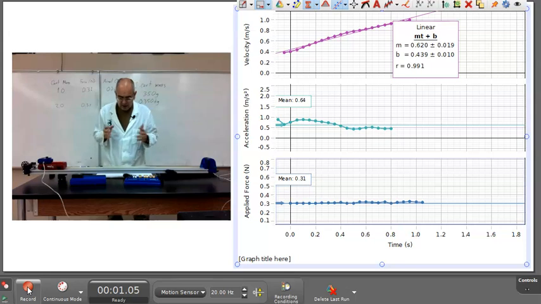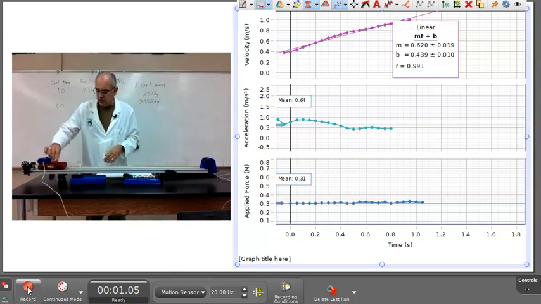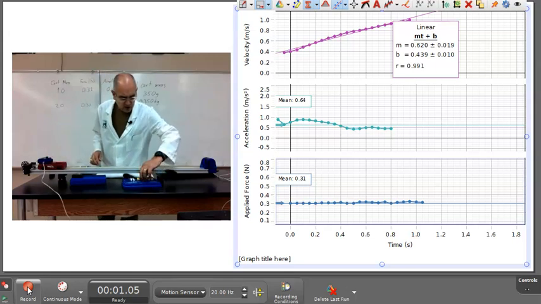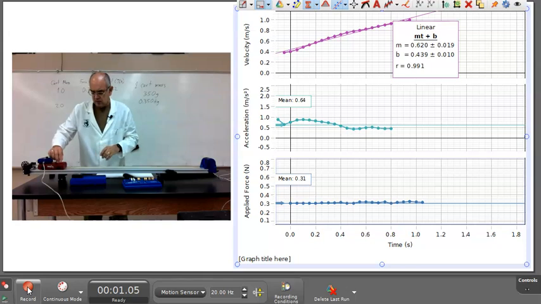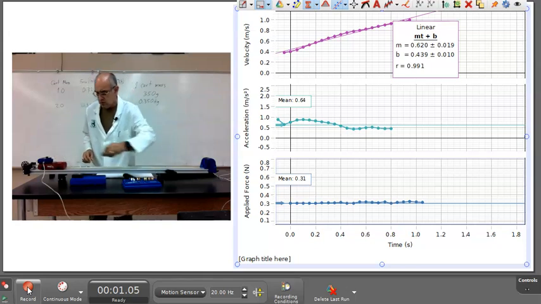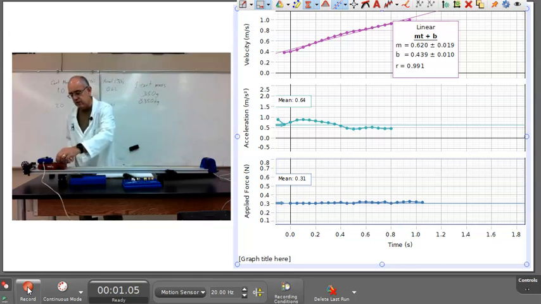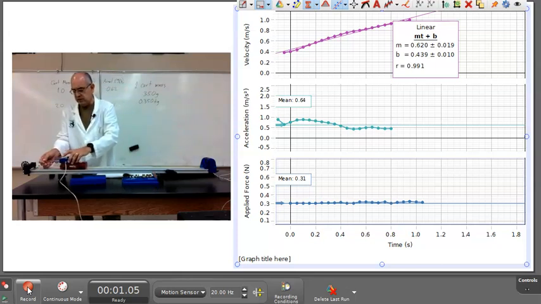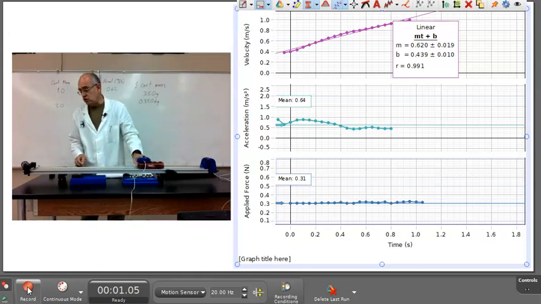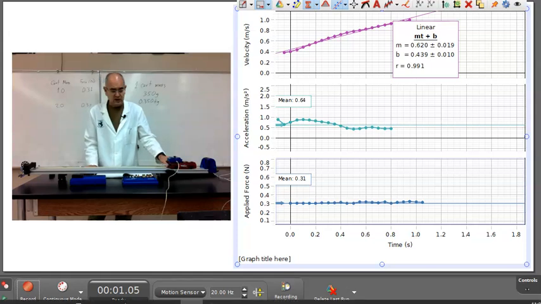Question number 3. Now let's make the mass of the cart 1.5 cart masses. So 1.5 cart masses. Half of 350 is 175 grams. So let's go ahead and add 175 grams: 100, 50, 20, and 5. That's 175 grams that I've added on. We're going to zero the force sensor. The first run we're going to do is just to see what the force is.